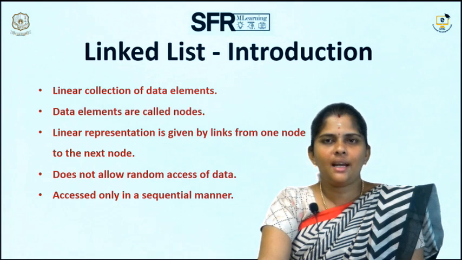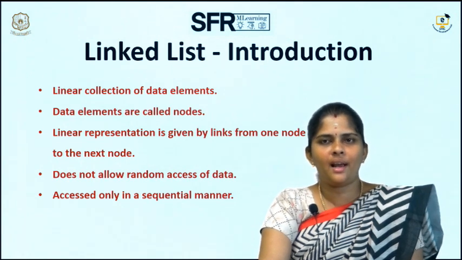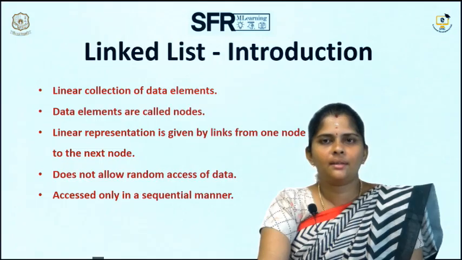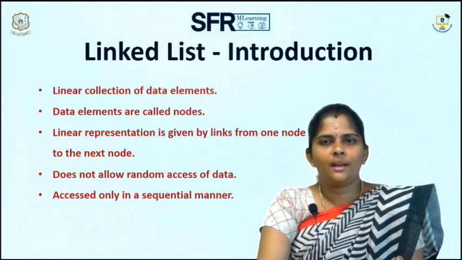A linked list is a linear collection of data elements. These data elements are called nodes. Here the linear representation is given by links, that is, a link from one node to another node. Unlike an array, we cannot access data by random access in a linked list. In a linked list we can access the data only in a sequential manner.